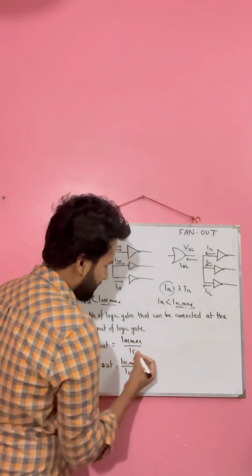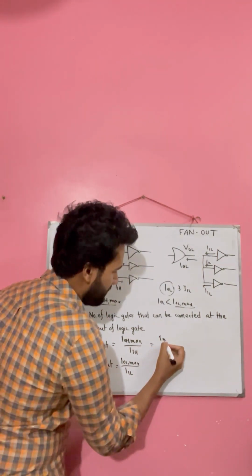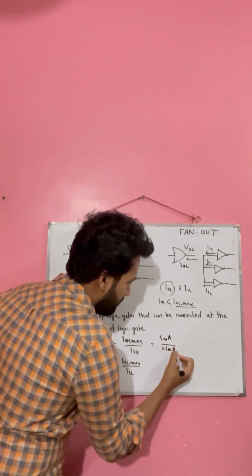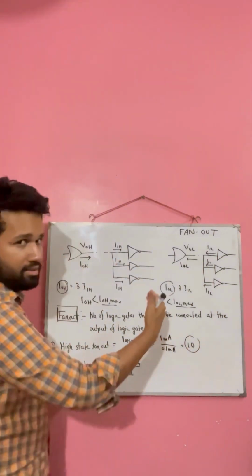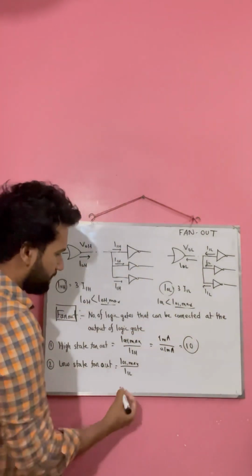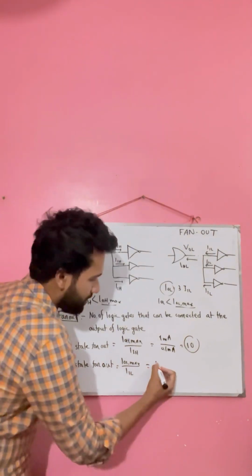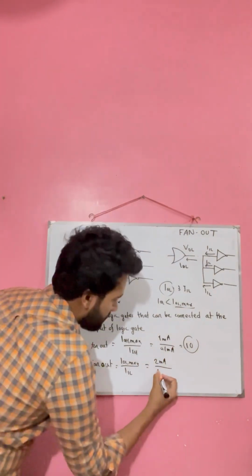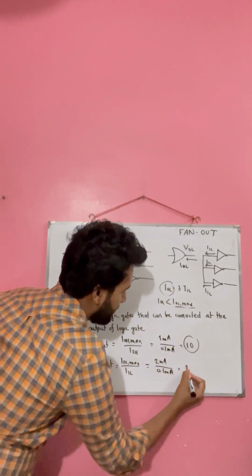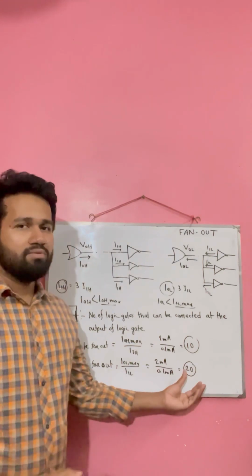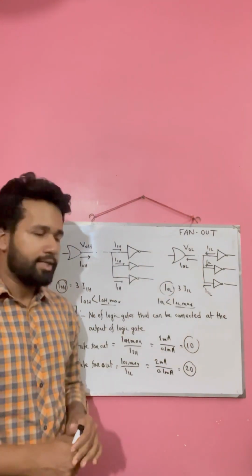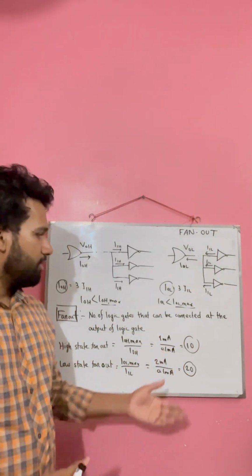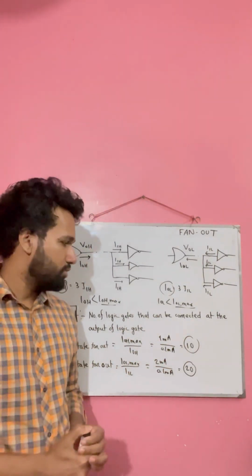For example, if our IOH maximum value is 1 milliampere and each of these IIH values is 0.1 milliampere, we can connect 10 logic gates at the output of the OR gate. And if our IOL maximum value is defined as 2 milliampere and each of these IIL values is 0.1 milliampere, we get 20. That is, 20 gates can be connected at the output of a logic gate. And out of these two fan out values, the one which is lower will be taken into account.